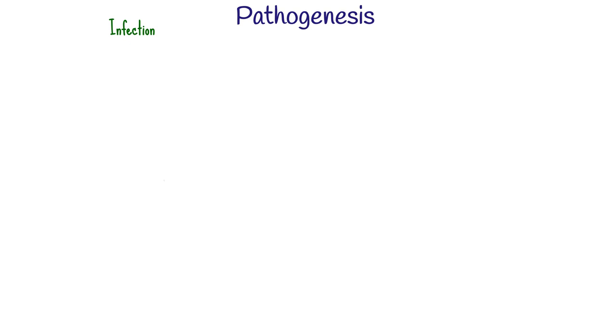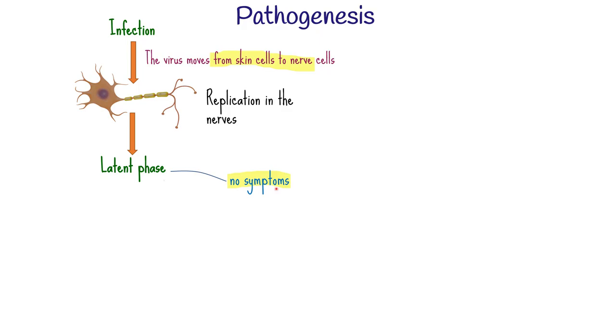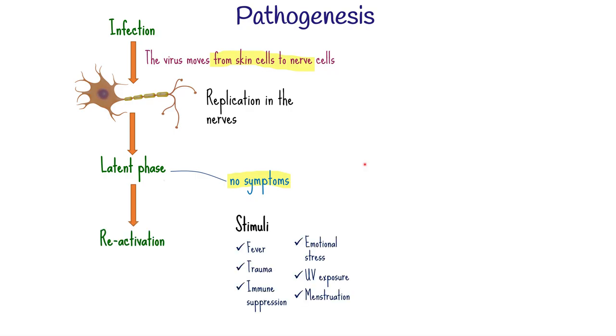After a person acquires the infection, the virus moves from skin cells to nerve cells. In the nerve cells, it enters an initial period of replication, after which it becomes inactive, what is also known as the latent phase or latency. This inactive phase is characterized by a period where the patient does not show any symptoms of the disease. Reactivation of the infection can be induced by various stimuli like fever, trauma, immune suppression, emotional stress, UV exposure, and hormonal changes like in menstruation. The reactivated virus spreads distally from the ganglion to initiate new cutaneous and mucosal lesions.